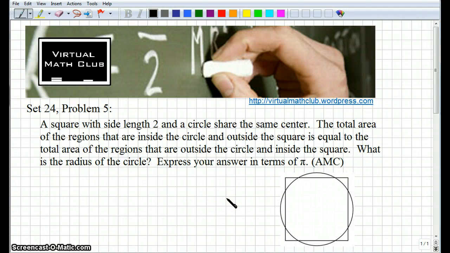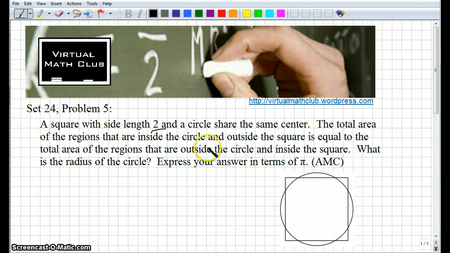Alright, in problem number 5, we've got a square with a side length of 2 and a circle that share the same center. The total area of the two regions that are inside the circle and outside the square is equal to the total of the regions that are outside the circle and inside the square. What is the radius of the circle? And you can express your answer in pi.